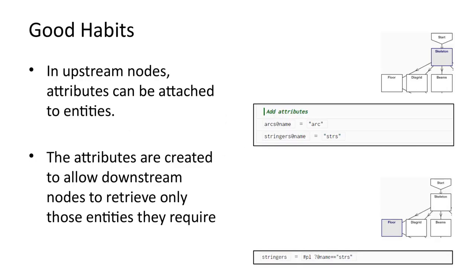When passing data from upstream nodes to downstream nodes, there are some good habits and bad habits. The good habit focuses on communication between nodes using attributes. It is good to add attributes to your entities in upstream nodes. This will allow you to easily retrieve those entities in downstream nodes.